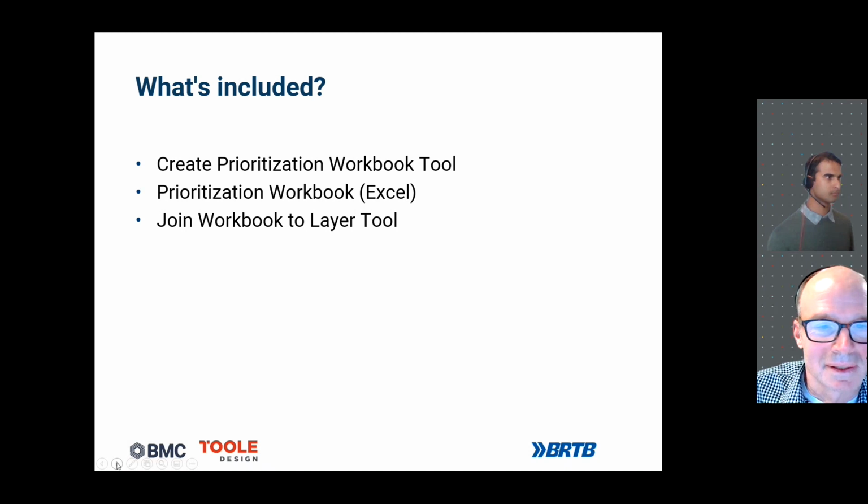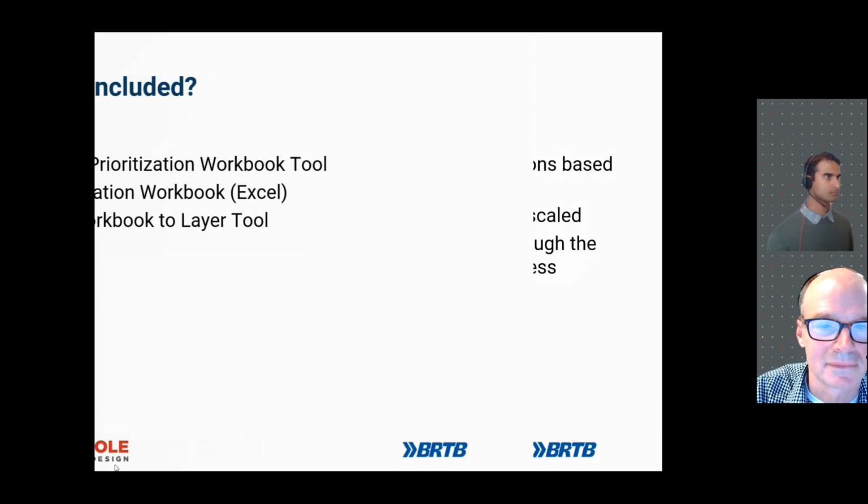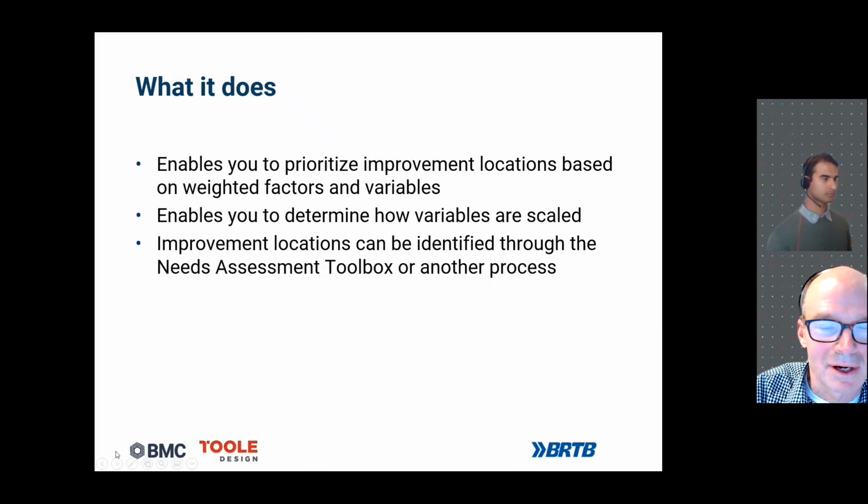What's included? The Pedestrian Infrastructure Toolbox includes a Create Prioritization Workbook tool, a Prioritization Workbook, which is in Excel, and a Join Workbook to Layer tool. The Prioritization Toolkit enables you to prioritize improvement locations based on weighted factors and variables. Factors are the larger categories that represent community values, whereas variables are measurable aspects of factors.